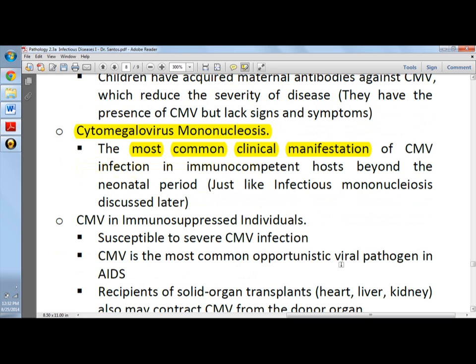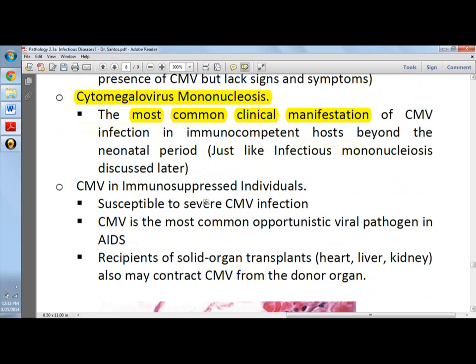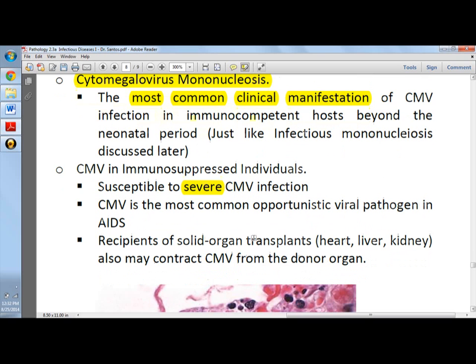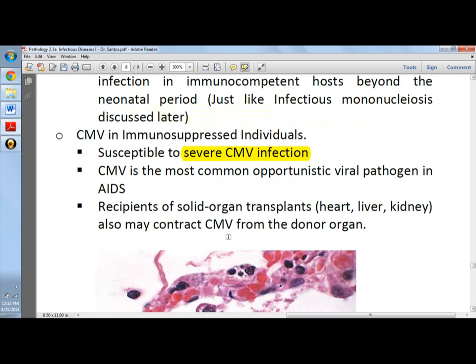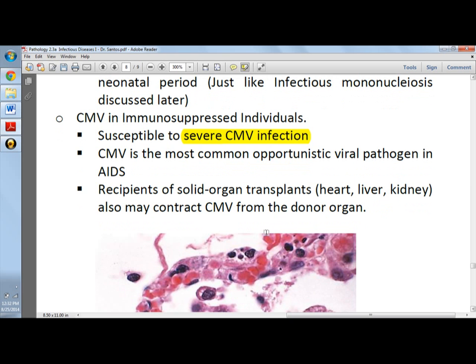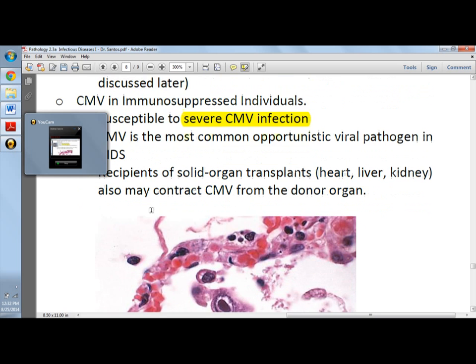So what you need to remember in exams, the ones that are frequently asked, are the most common or the exemptions. CMV in immunocompromised individuals are susceptible to severe disease. So if you do not have a good immune system, you will present with a severe CMV infection. CMV, what I said, is the most common viral pathogen in AIDS. And recipients of solid organs may also contract CMV from a donor organ.